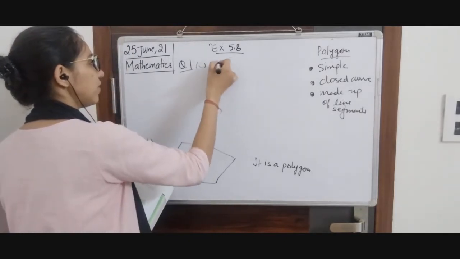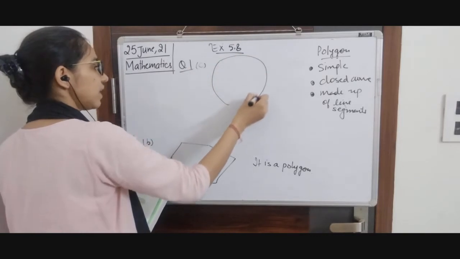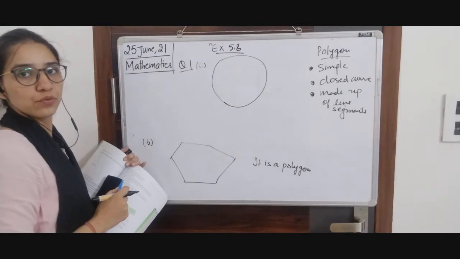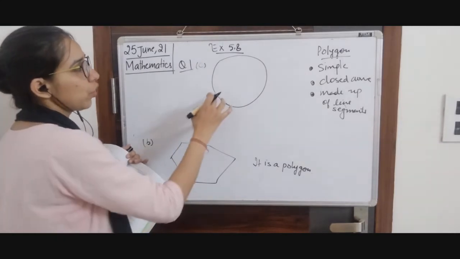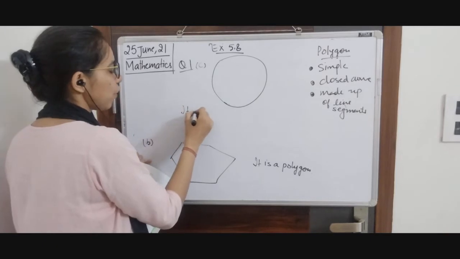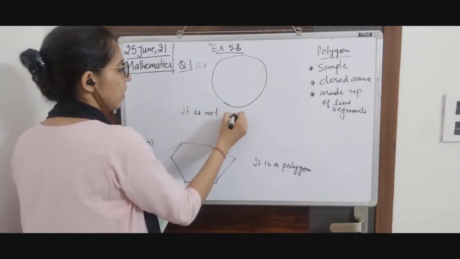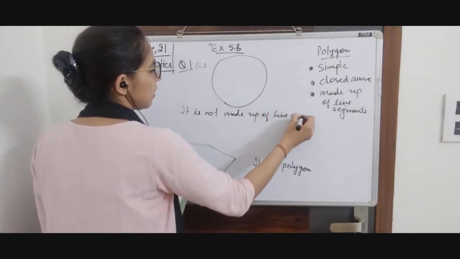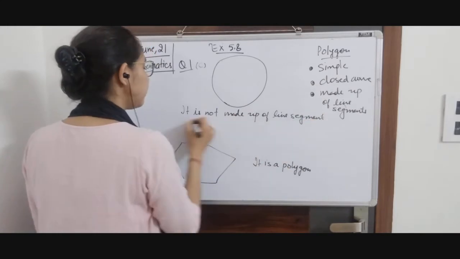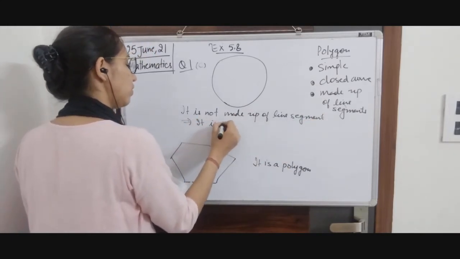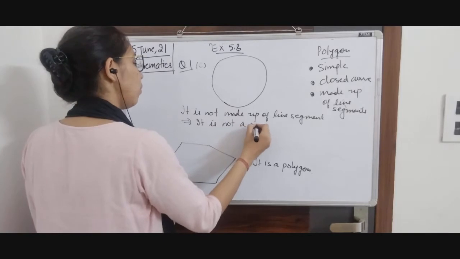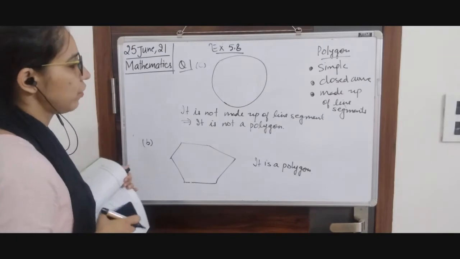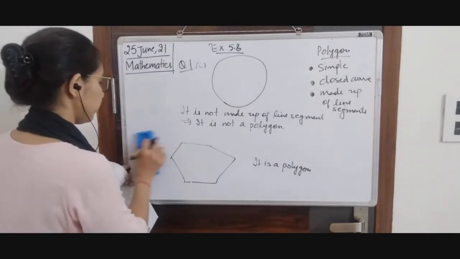In C part we have a circle. Now this circle is simple because it is not crossing itself. It is also a closed curve, but it is not made up of line segments. It implies it is not a polygon. All 3 conditions must be satisfied. Even if 2 conditions are satisfied, it will not be a polygon. All 3.